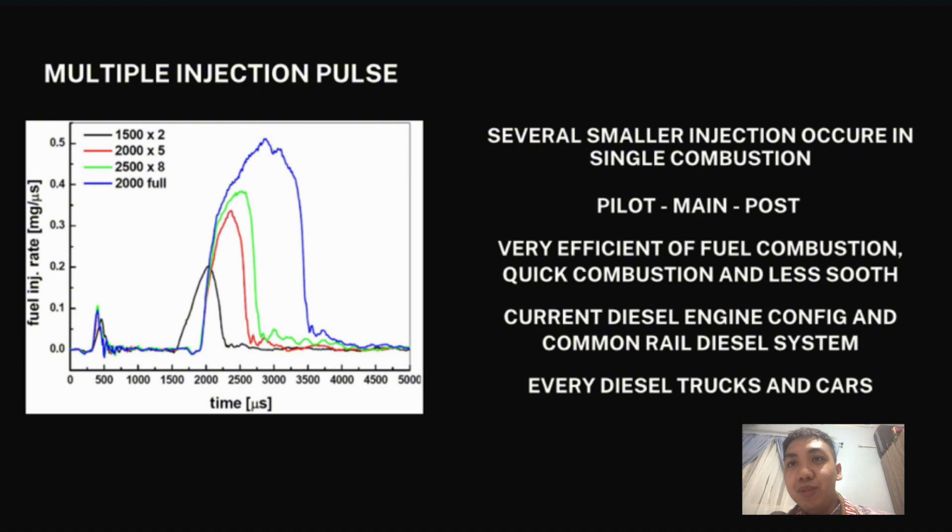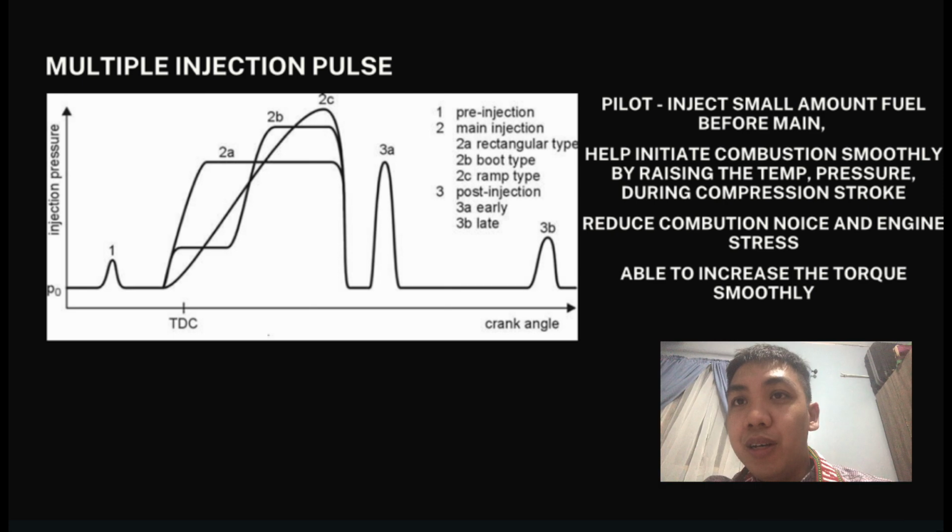And this multiple injection pulse is very commonly found in the common rail diesel system, and every diesel truck and car has this system. I will explain more about multiple injection pulse. So the pilot is the first or smaller injection, which injects a small amount of fuel before the main.